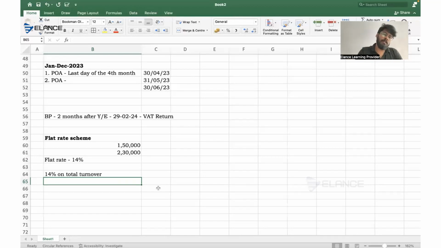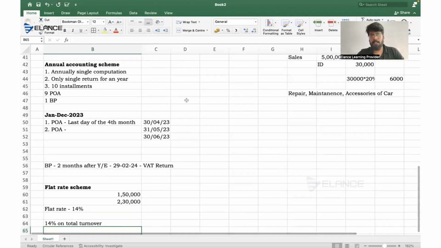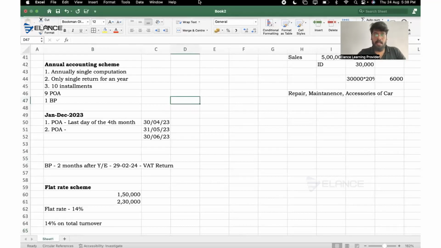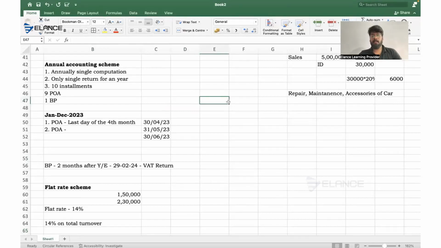And these are the rules related to the flat rate scheme. These are just a briefing of these three schemes. And guys, do you have any doubts regarding VAT? Because there are lots of points, and if you have any doubts regarding the VAT, we'll discuss that. Otherwise, we will go to the next question. Already you had suggested a question.